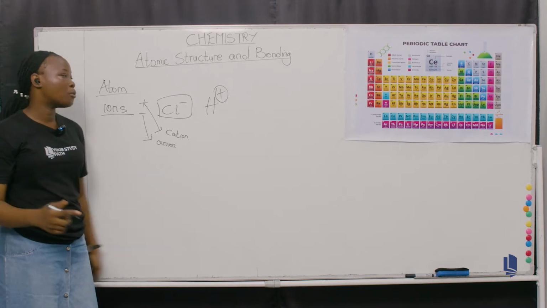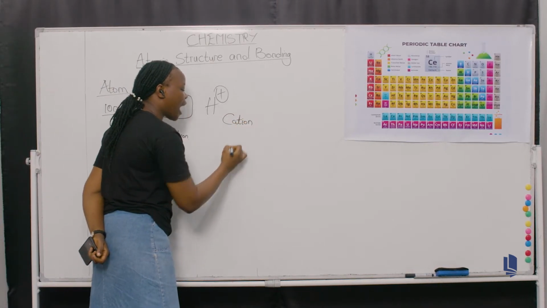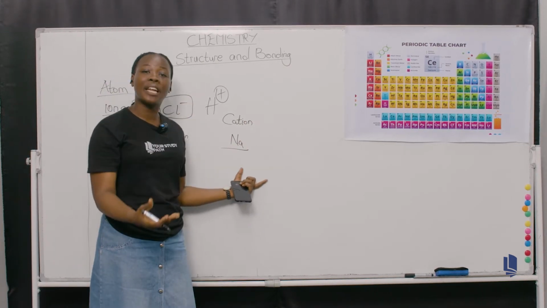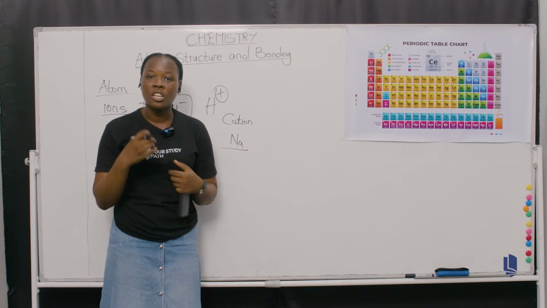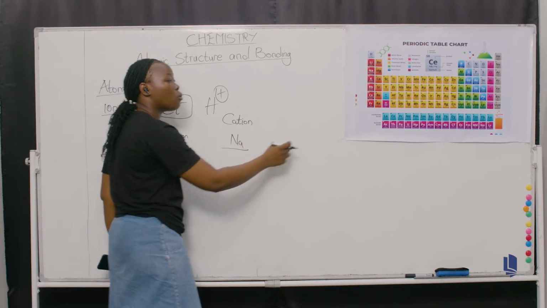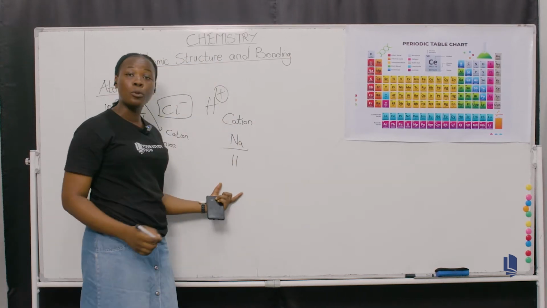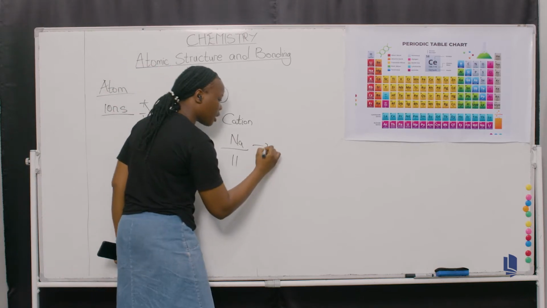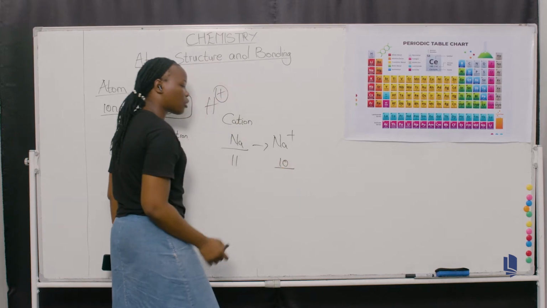And how are these formed? For cations, the atom in question will lose an electron. It will lose an electron in order to become positively charged. We know sodium is in group 1 on the periodic table and is number 11. So it has 11 electrons. Once it loses one, it becomes 10 electrons. And here it will be Na+, and this has 10 electrons.